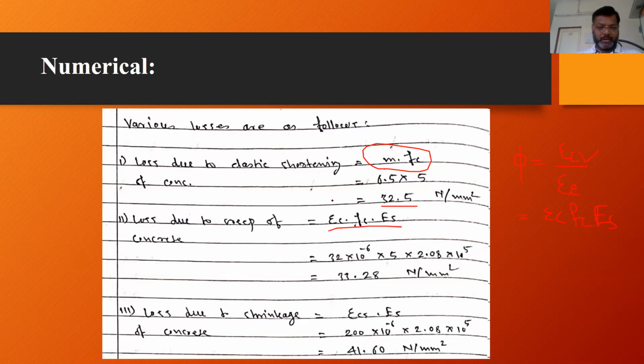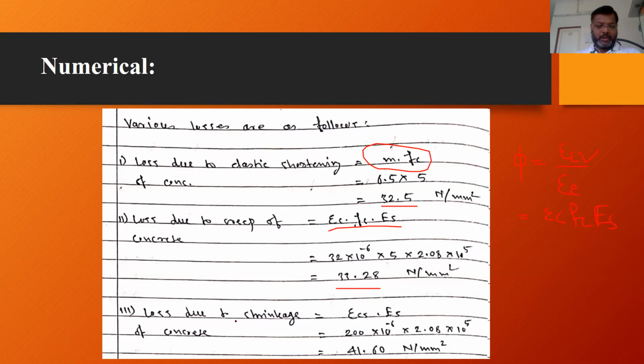So by using the same relation, here it is given. Loss due to creep of concrete is equal to, just put this value, epsilon c is given 32 into 10 raised to minus 6, fc we have already calculated 5, Es is also given. So the loss due to creep of concrete is 33.28 Newton per mm square.